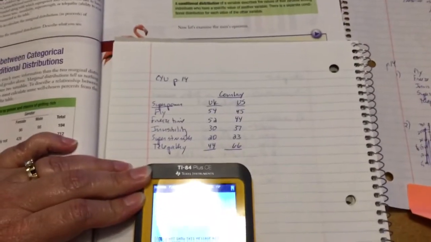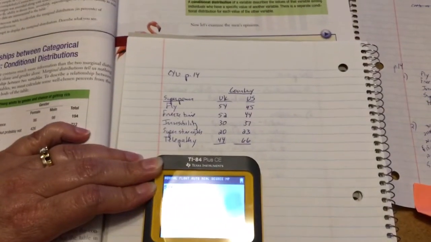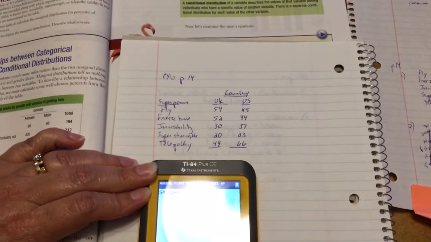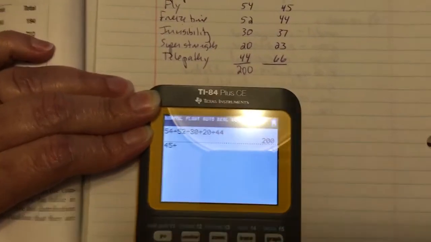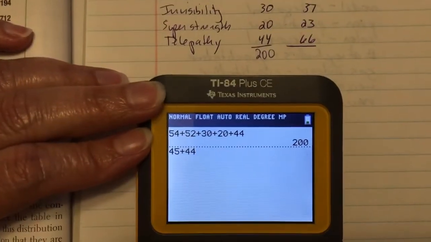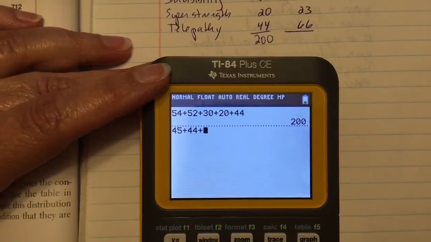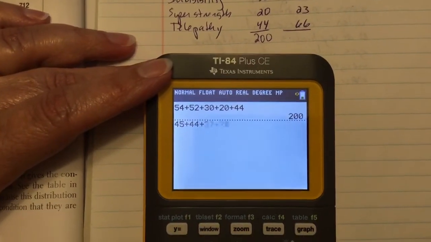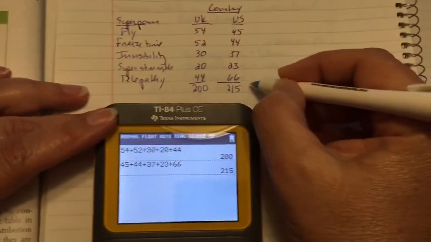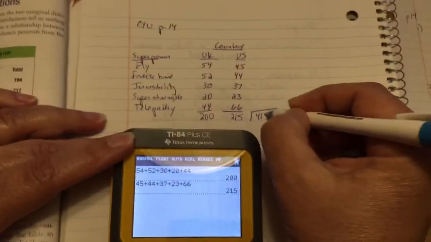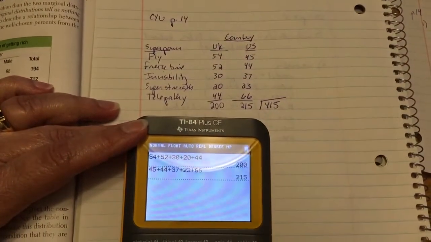So let's see. 54 plus 52 plus 30. Okay, so that's 200 kids in the UK. We got really bad glare on the iPad here. Oh, how's that? That's better. Okay. 37. And then 215, so total, there's those 415 students, children, we were told about.